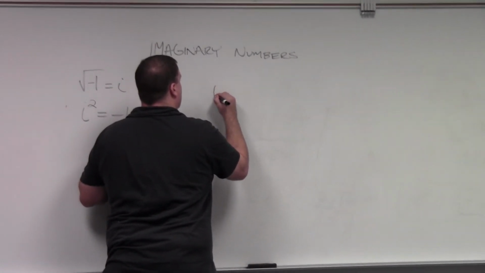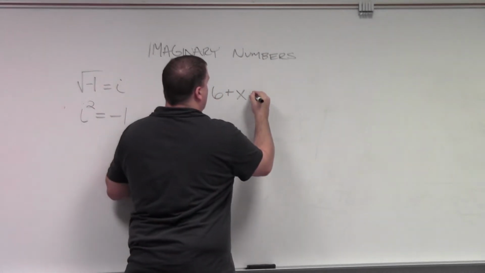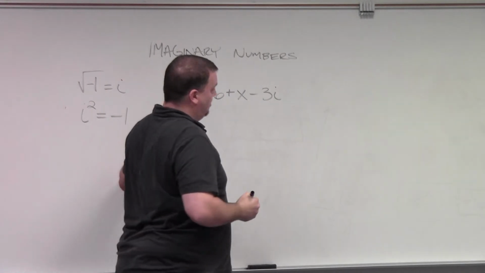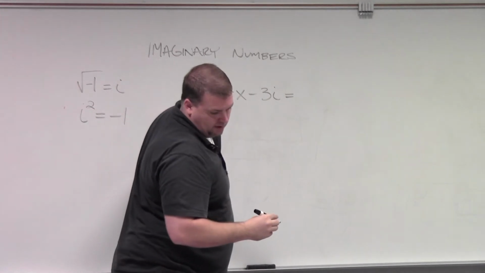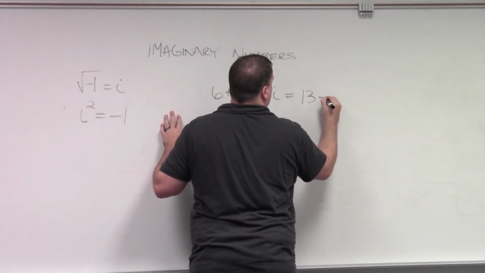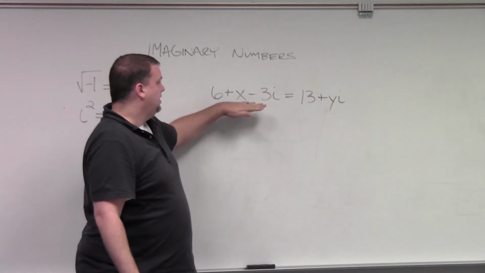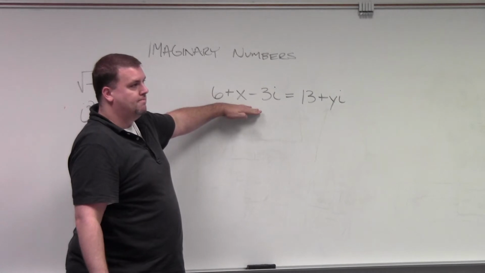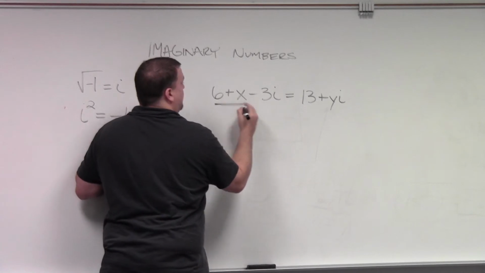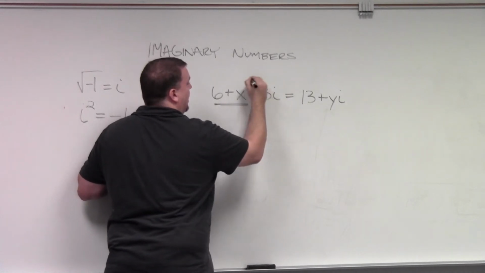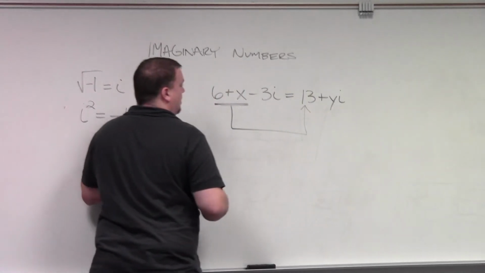6 plus x minus 3i equals 13 plus yi. What part do you think is the real part on this left side? 6 plus x, the whole thing right here. Because the imaginary part is just going to be the part that's attached to the i, which is that negative 3. So 6 plus x has to be equal to 13.